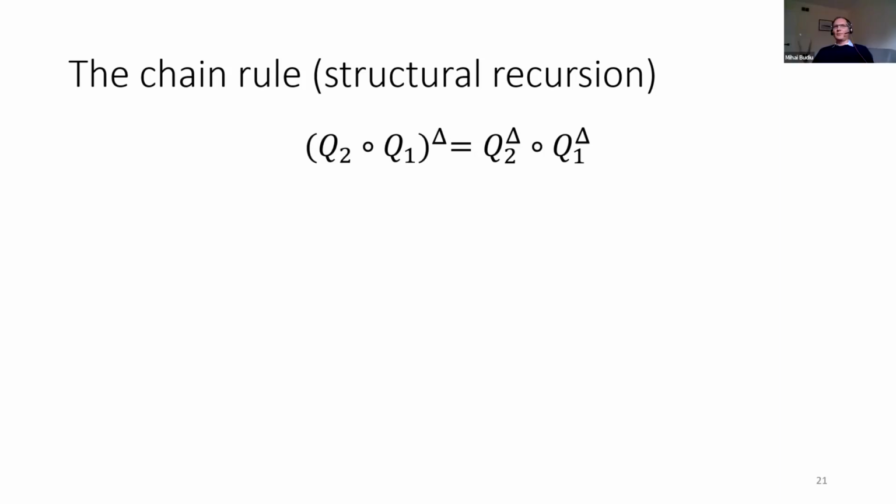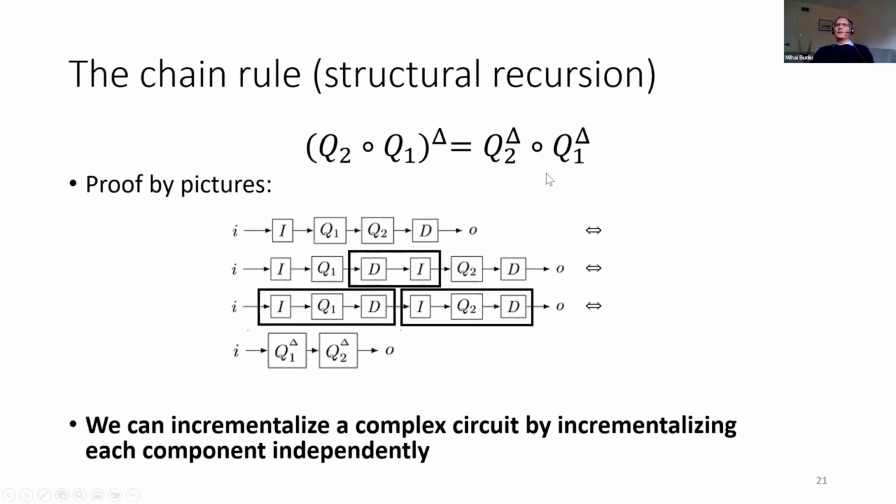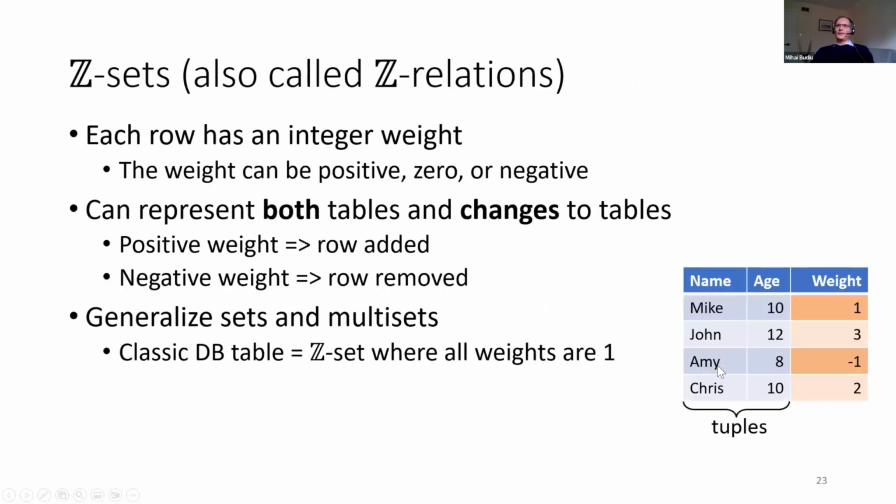So the question is about aggregates. How do you do average or standard deviation? Okay, so let me start with count. It turns out that count is actually a linear query if you work on Z-sets. You essentially just add the weights. That's what the count of a Z-set is. And sum is actually a weighted count, where you multiply each value by the corresponding weight and add them up.